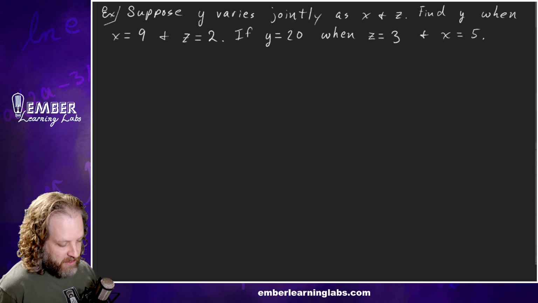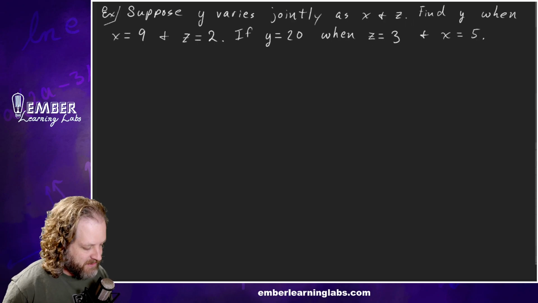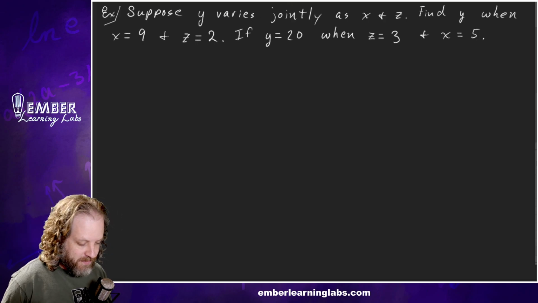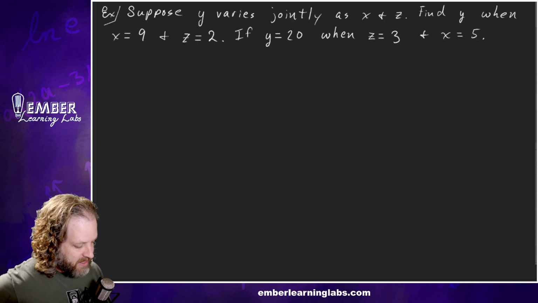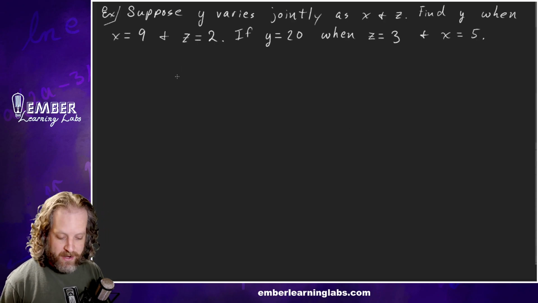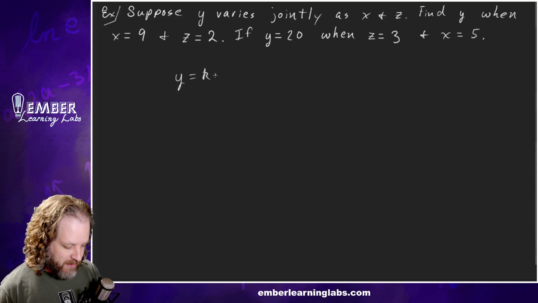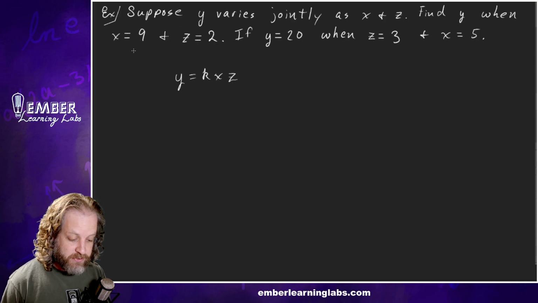All of that is just ideas planted in your brains for future use of these ideas conceptually in other classes. Suppose y varies jointly as x and z. Find y when all the other words. So I'm going to stop here. Y varies jointly as x and z. So what format are we using? The one we just learned, obviously. Y varies jointly as x and z. Find y when x equals 9 and z equals 2.